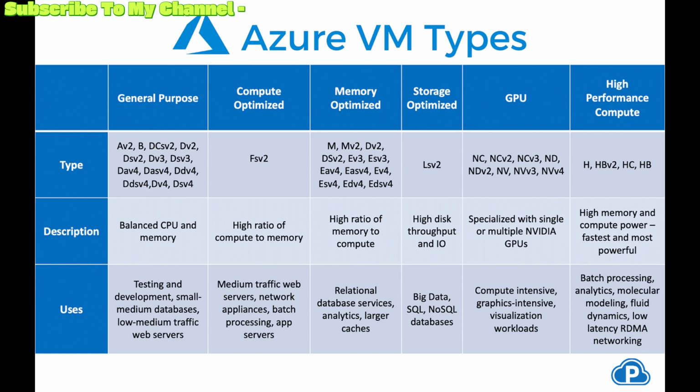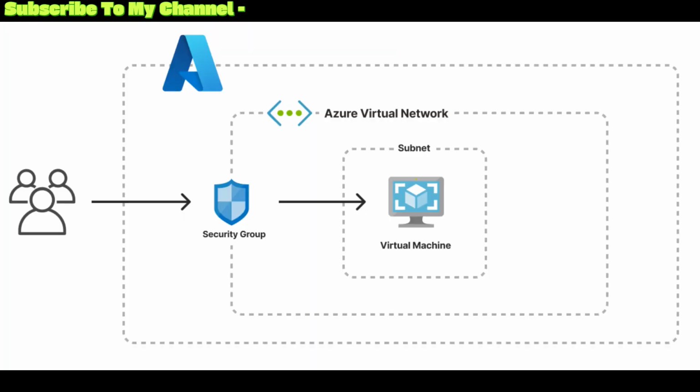3. Storage. Azure Managed Disks, Standard HDD, Standard SSD, Premium SSD, Ultra Disk, store OS and data. OS disk is required. Data disks are optional. 4. Networking. VMs connect via virtual network. VNet can use public IP, private IP, and network security groups, NSGs, for traffic control. Azure Load Balancer supports scaling.